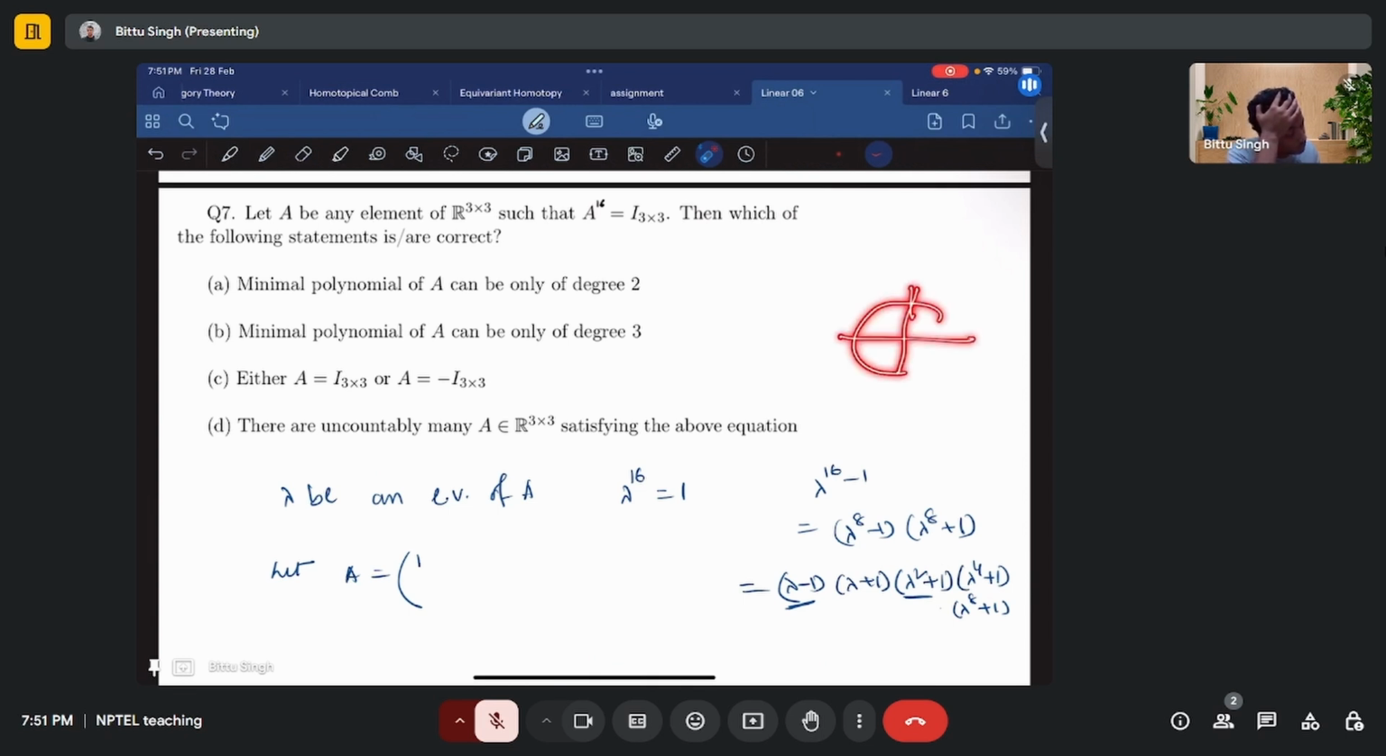Roots of lambda to the power 4 equal to plus 1 or minus 1. What are those roots? All those roots are distinct, right? It divides the circle into 16 pieces, and yes, all those roots are actually distinct. Those will be the roots actually, and all those roots are distinct. So A must be diagonalizable.